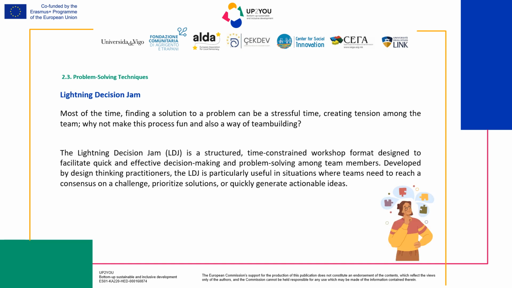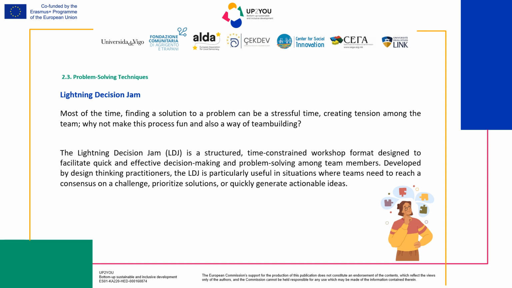I will propose another technique you can use with your team. When you have to find a solution, time is running out, and you feel that your team is scrambling, it's time to make things fun. The Lightning Decision Jam (LDJ) is a fast-paced, fun, and collaborative approach to decision making that helps teams move from confusion to clarity in no time.